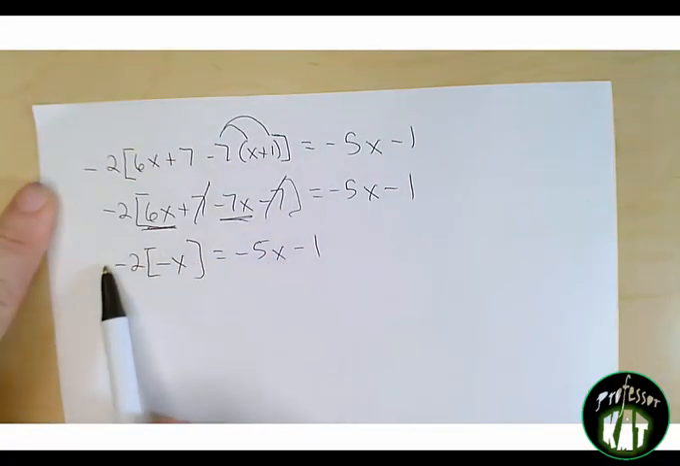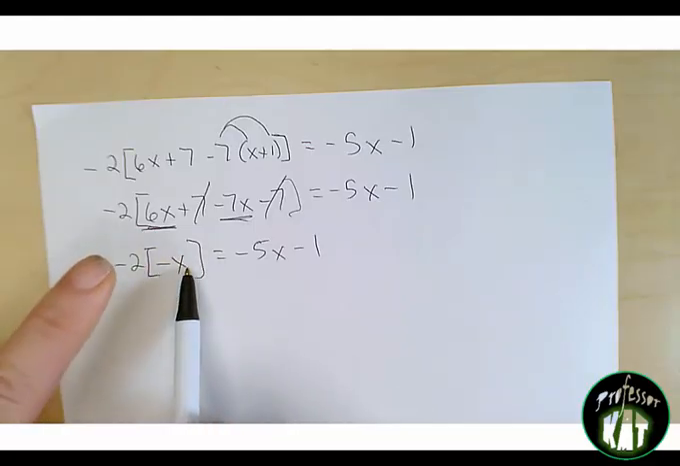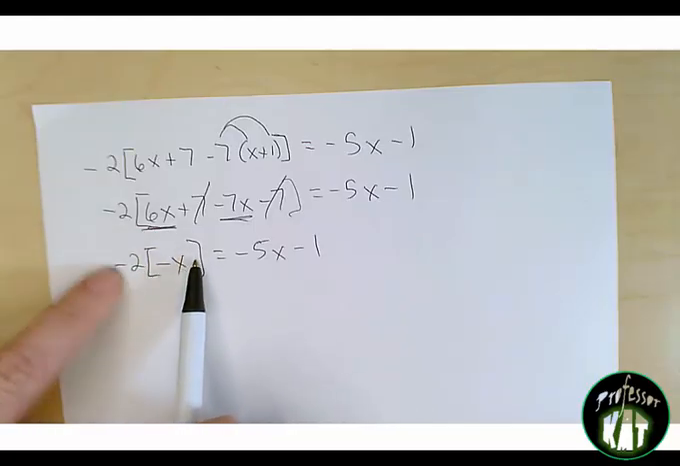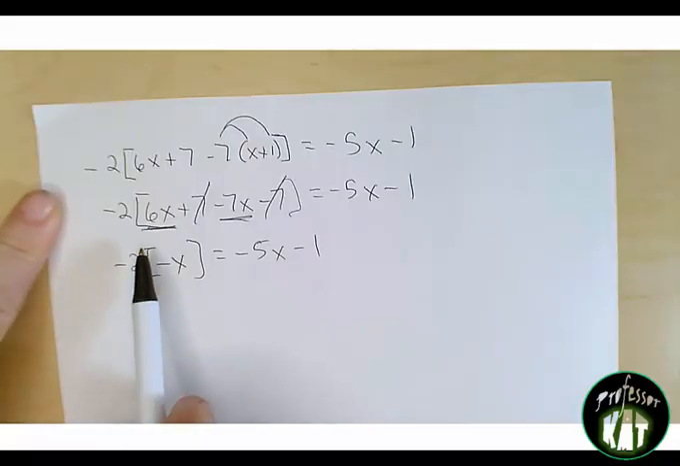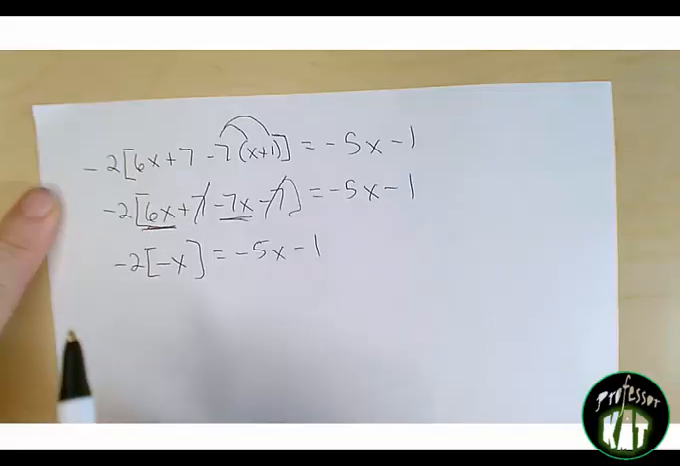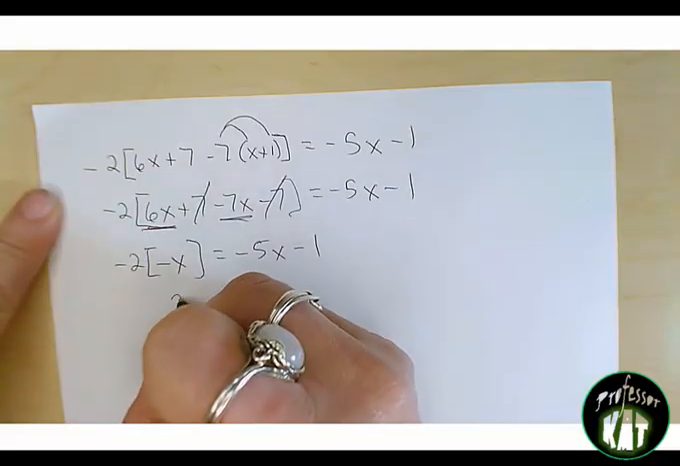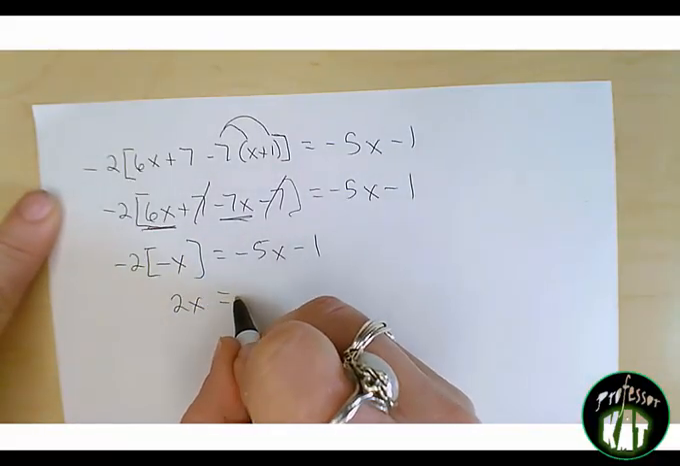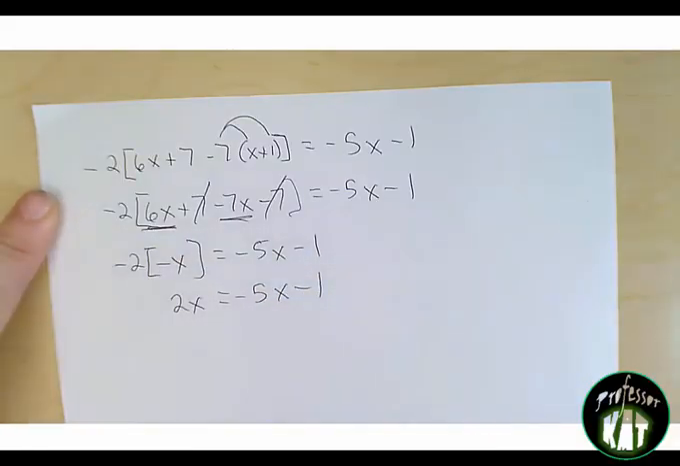Now, keep in mind when we have parentheses like this, if all we have is a single thing inside the parentheses, this is now a multiplication. -2 times -x. A negative times a negative is positive. So 2 times x is just 2x. And let's drop the rest of the problem down.